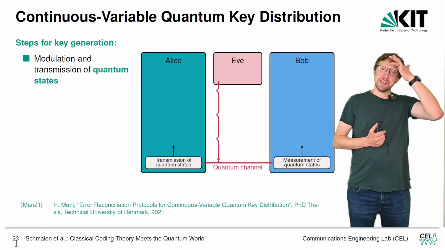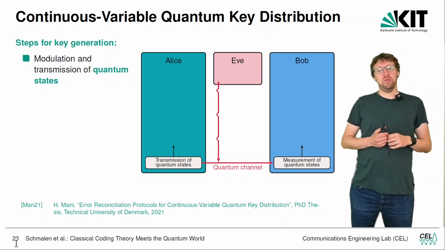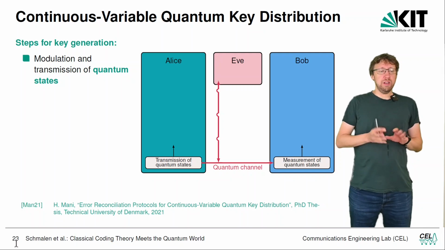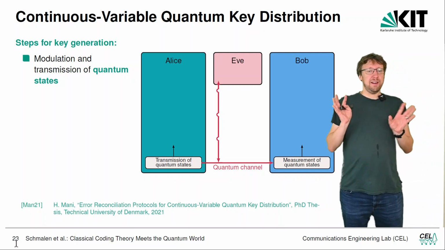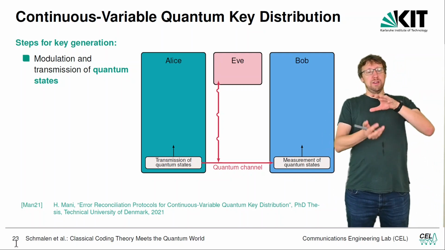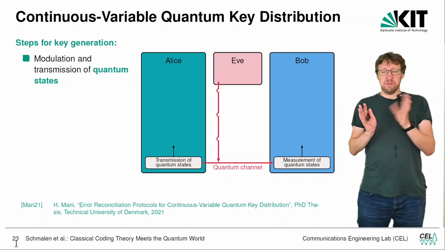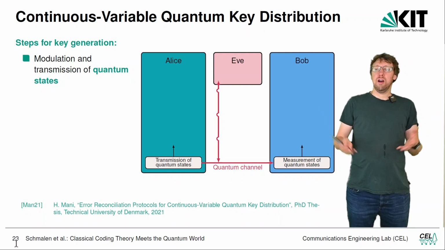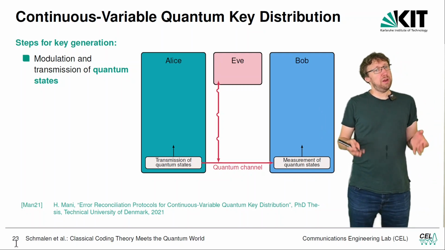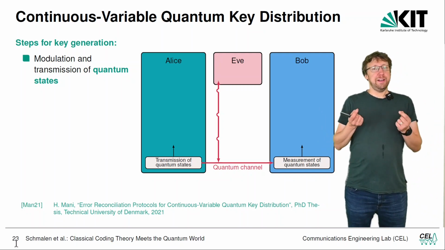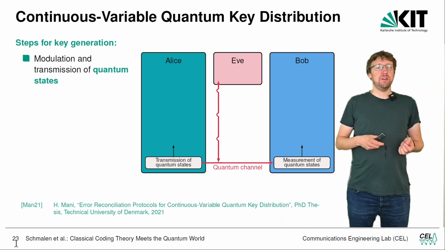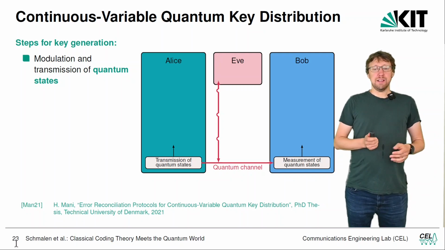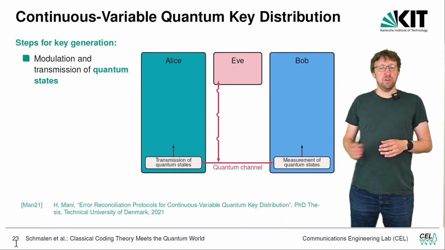So the first step that Alice and Bob do is they transmit something called a quantum state. And quantum state sounds like a very mystical object, like something that you need to carry in a cryostat. It's not true. A quantum state essentially is a modulated symbol, a modulated waveform at an extremely low signal-to-noise ratio. That's it. So Alice transmits quantum states to Bob.